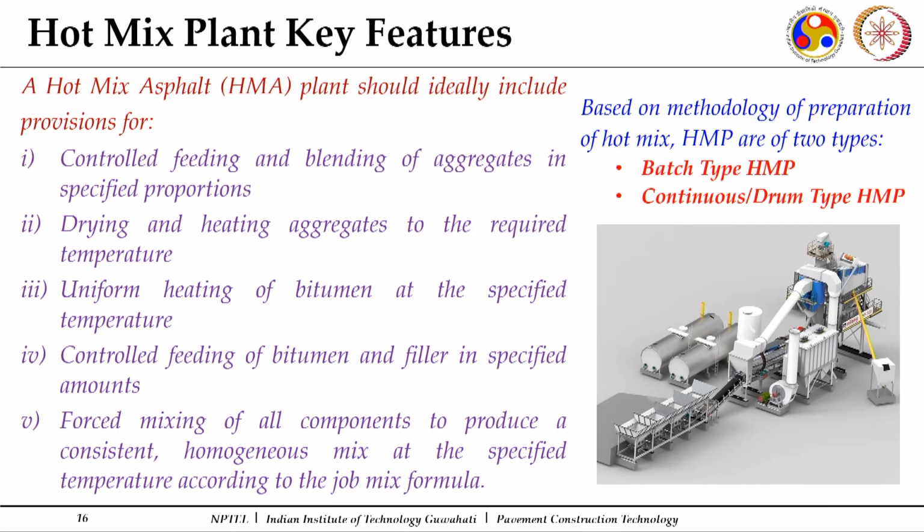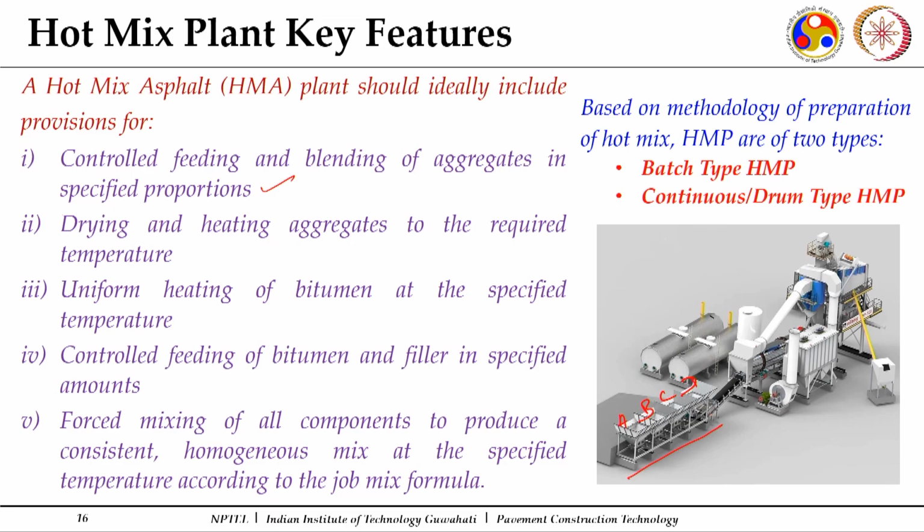Now, certain key features of these hot mix plants are, first, a controlled feeding and blending of aggregates in specified proportions. So, you can see, we will discuss all these things. These are the cold bins, where different sizes of aggregates are put together. So, if 4 cold bins are there, they can accommodate A, B, C, D, 4 different sizes of aggregates.